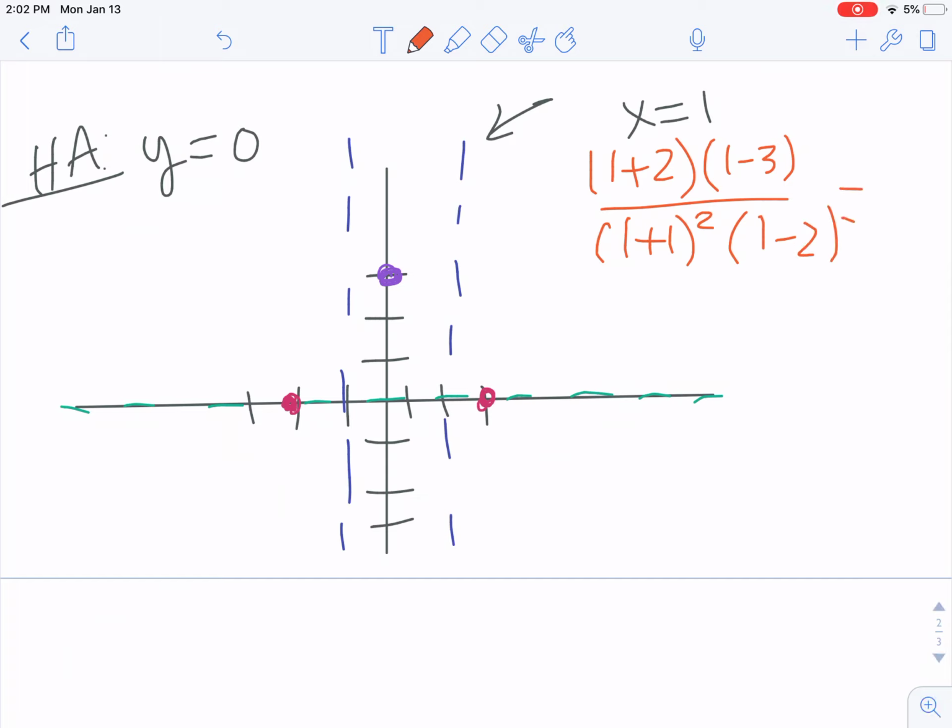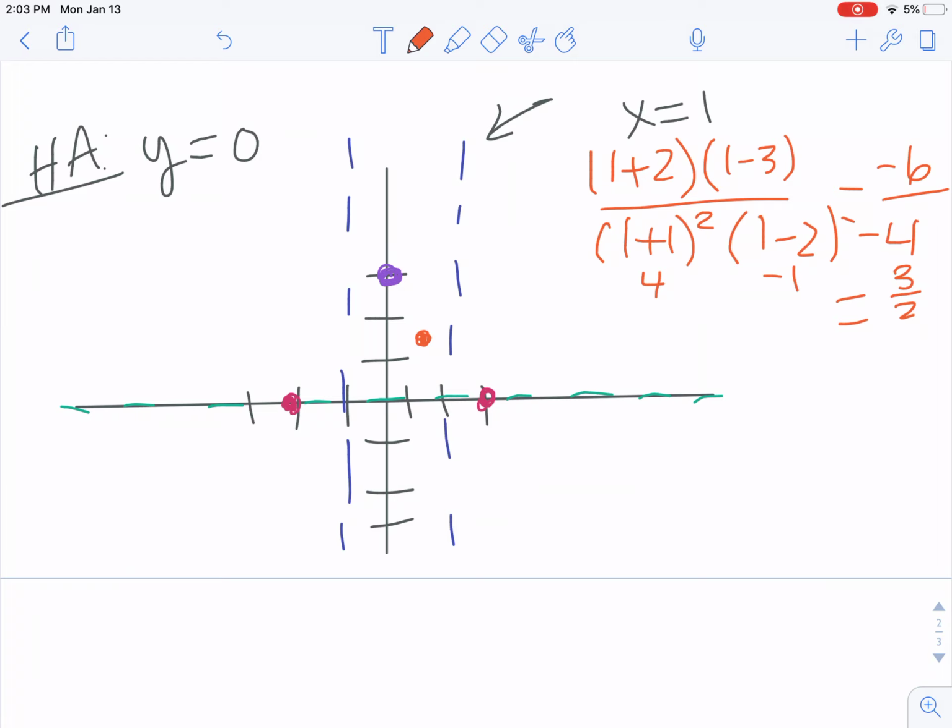So if you do all that and you plug it in and you check it out, you get 3 times -2. 3 times -2 would be -6. And then on the bottom, you're going to get 2 squared, which is 4. And 4 times -1 is... so we're looking at something I did wrong. Oh, because that's a -1, so that's a -4. So I'm going to get 6 over 4, which is 3/2. Okay, so when I plug in 1, I'm going to get 3/2, which is about 1.5.